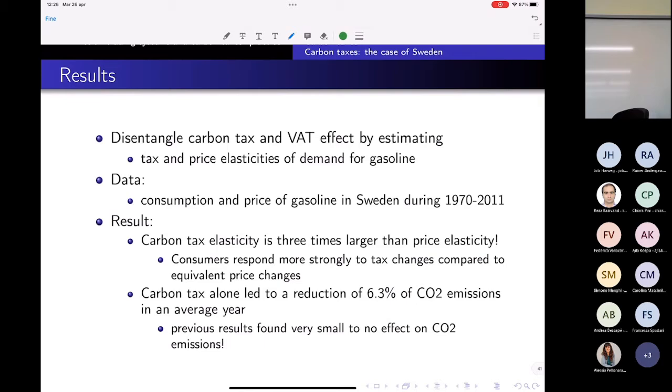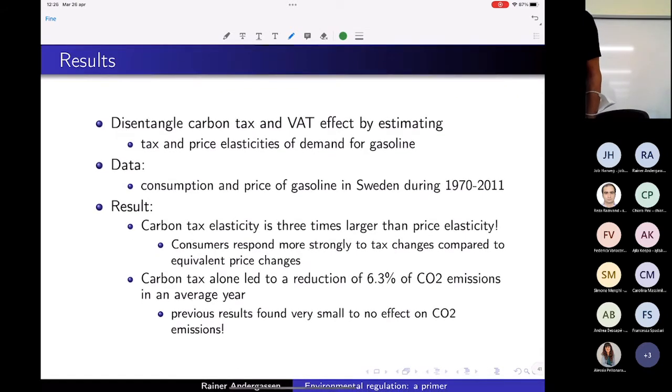The result is that the carbon tax elasticity is 3 times larger than the price elasticity. As I mentioned before, this is well documented: the fact that the tax elasticity is much larger than the price elasticity is in keeping with other findings documented in the literature. It's because of a behavioral response. Consumers seem to respond much more to a tax increase than to a price increase.